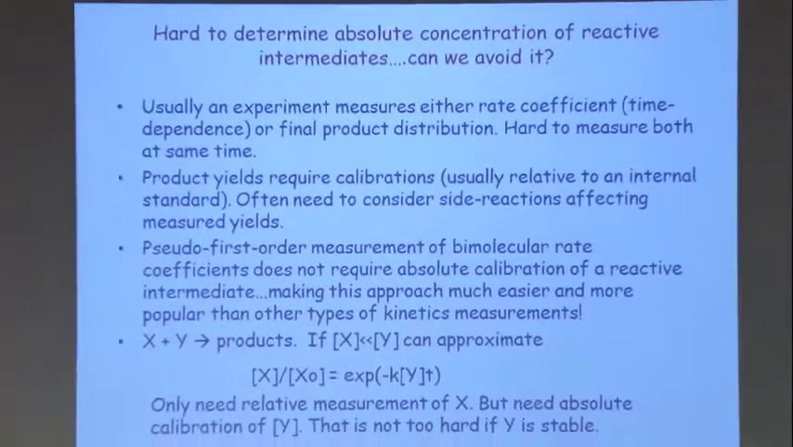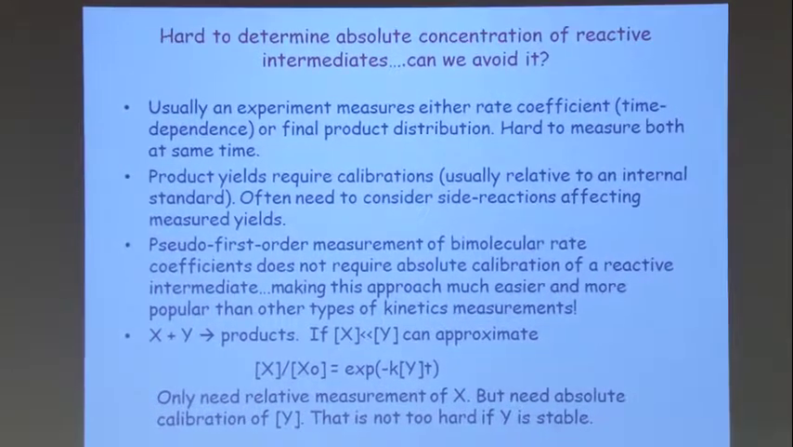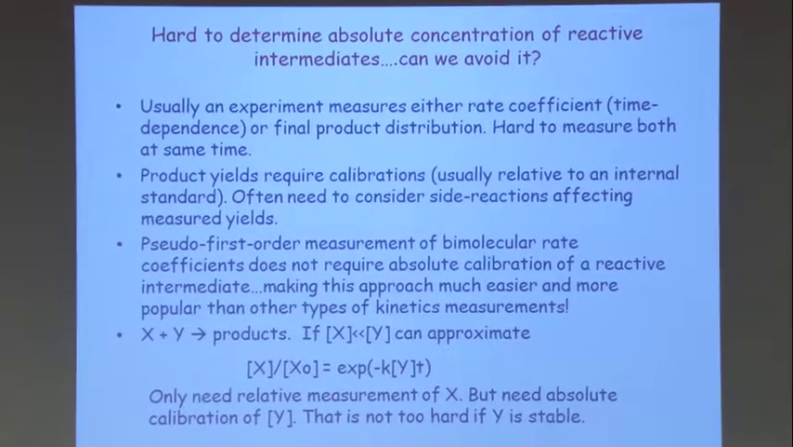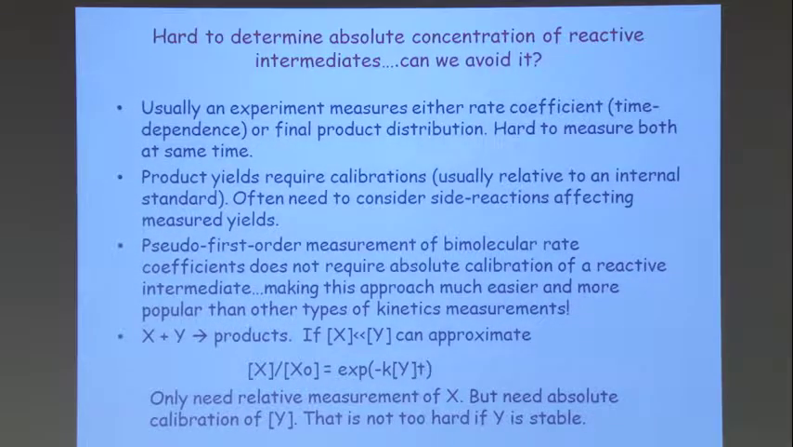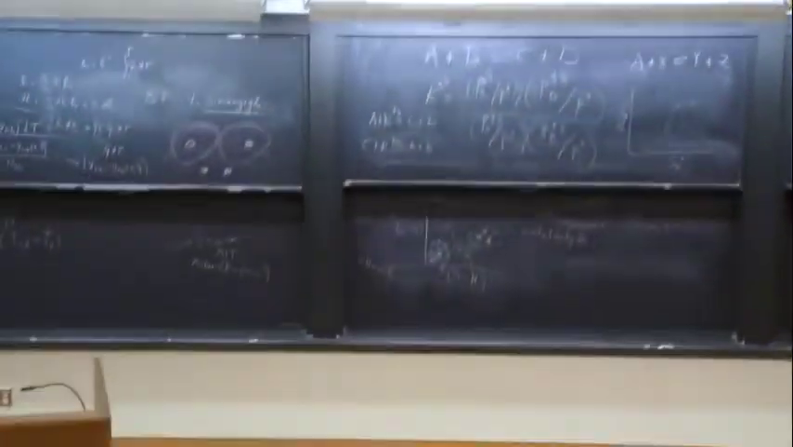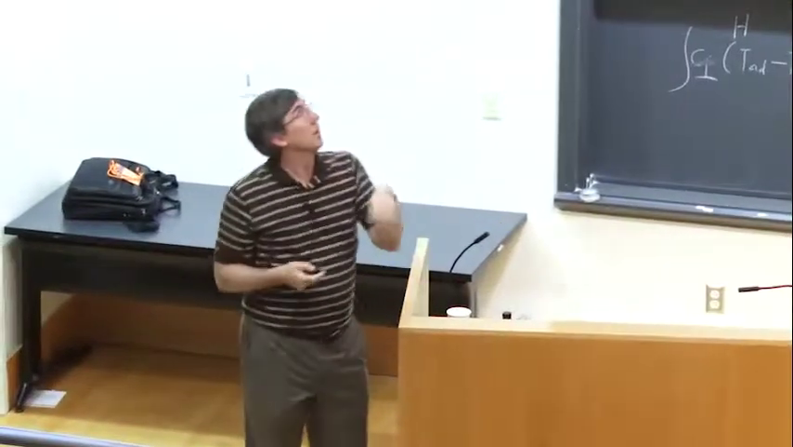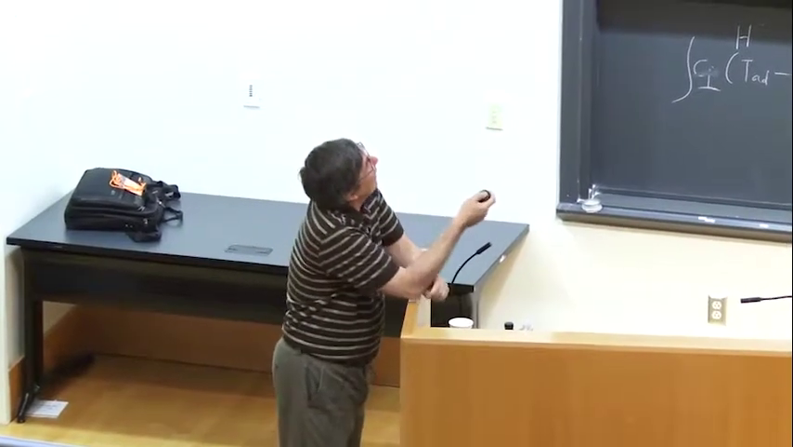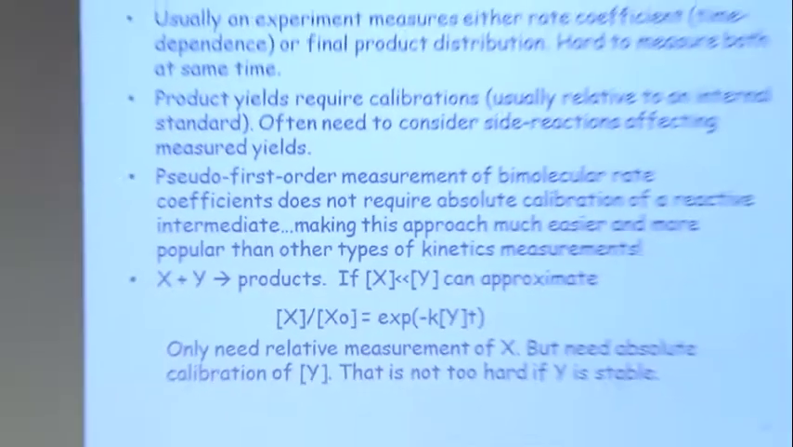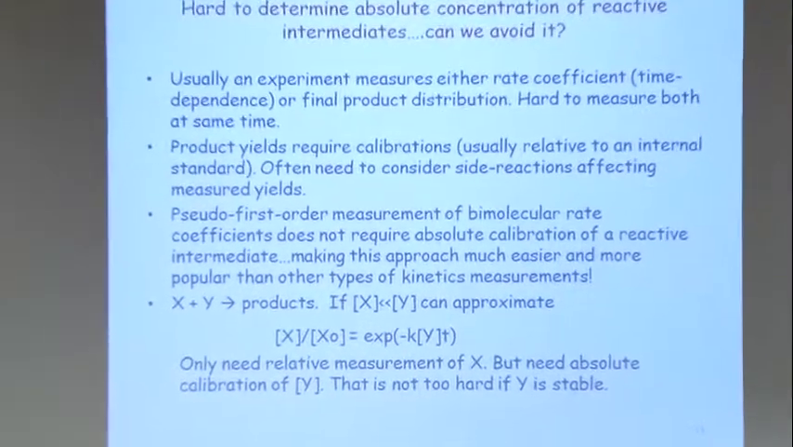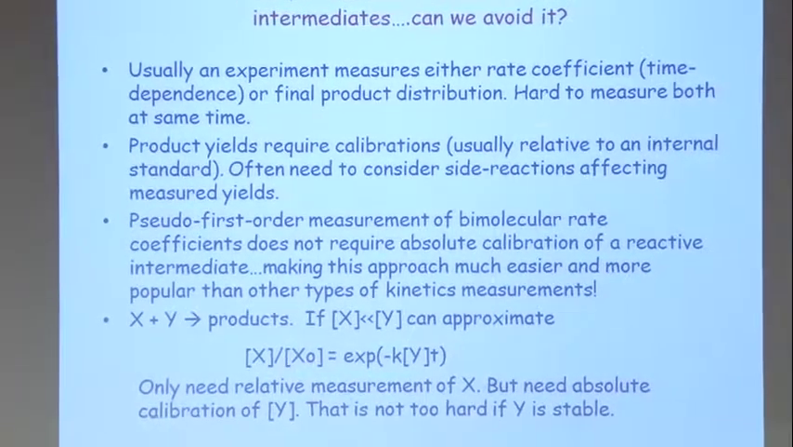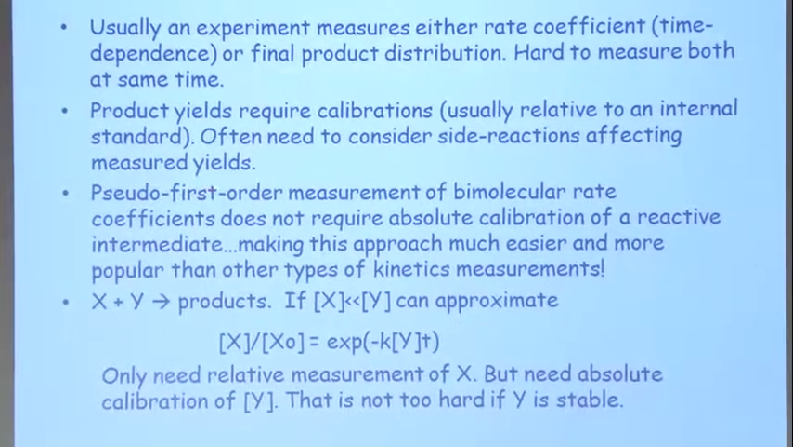Absolute concentration is a huge problem. For free radicals, you don't have any way to know exactly how many you made. Therefore, you have no way to calibrate the response of your detector to the radicals. And so you really want to set up an experiment where you don't need to know the absolute concentration to still figure it out. And usually the experiment measures either the rate coefficient, which is a time dependence, or the final product distribution. Most of the time you can't measure them both simultaneously.